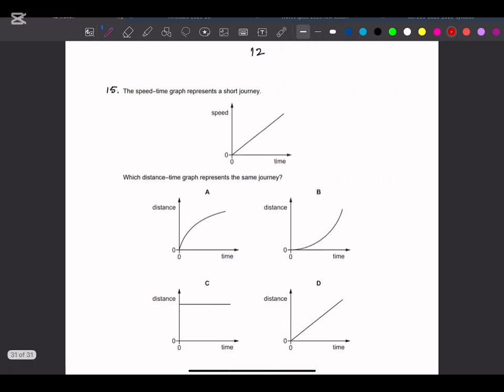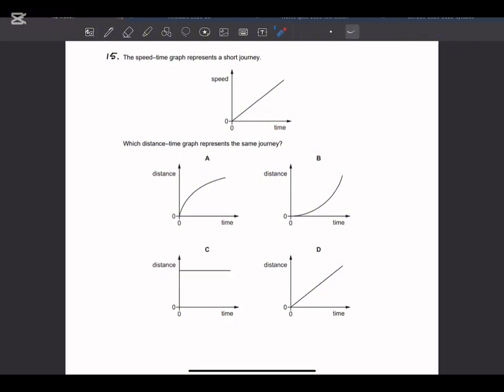Then question number 15. The speed time graph represents a short journey. Here you can see that the speed is constantly increasing. Which distance time graph represents the same journey? And over here they have given you the speed time graph, and you need to draw the distance time graph. Obviously you are not going to draw here, but if you have the theory paper, this will be the question. Here they have already given you these graphs, so you just have to recall and you will get the answer.